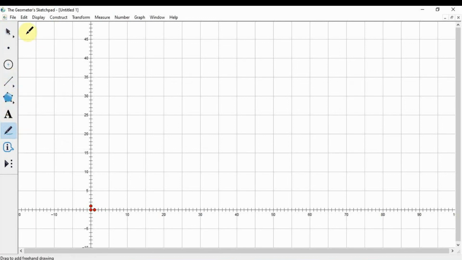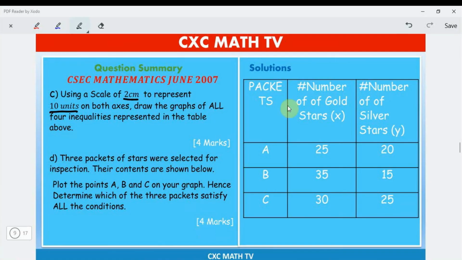I'm just going to write the scale right here. The scale is on the x, 2 centimeters represent 10 units. And on the y, again, 2 centimeters represent 10 units. I know I don't spell units correctly, but bear with me, because it's hard to write on the screen sometimes. So now that we got that down, let's draw the 4 inequalities.